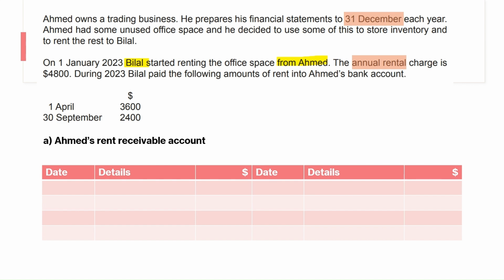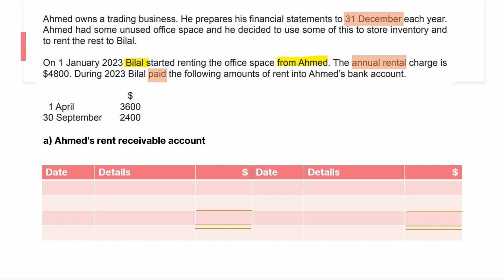During 2023, Bilal paid the following amounts of rent into Ahmed's bank account. So the payments for the period are given. There was a payment done on 1st of April and on the 30th of September. In part A, we are supposed to prepare the rent receivable account. Rent receivable means from Ahmed's perspective. Ahmed is the one who is letting Bilal use the office space.